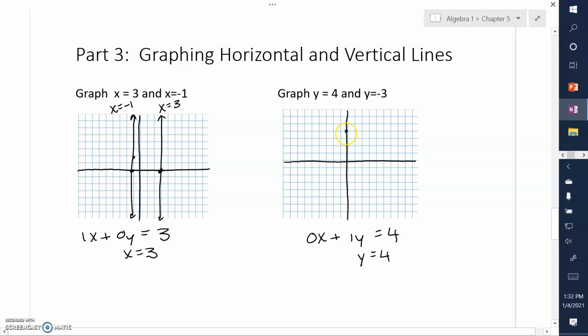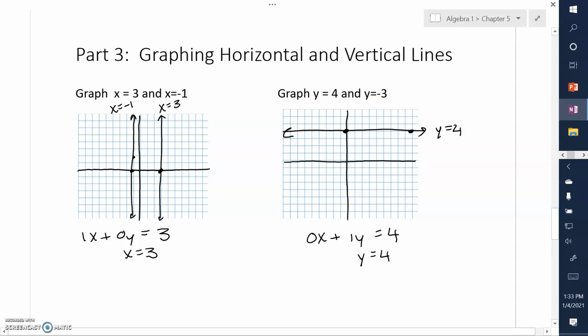1, 2, 3, 4. Now every point on that line goes through 4. So I can just pick another point where y equals 4 and just put that one down by random. And then graph my line. Here's the line y equals 4.